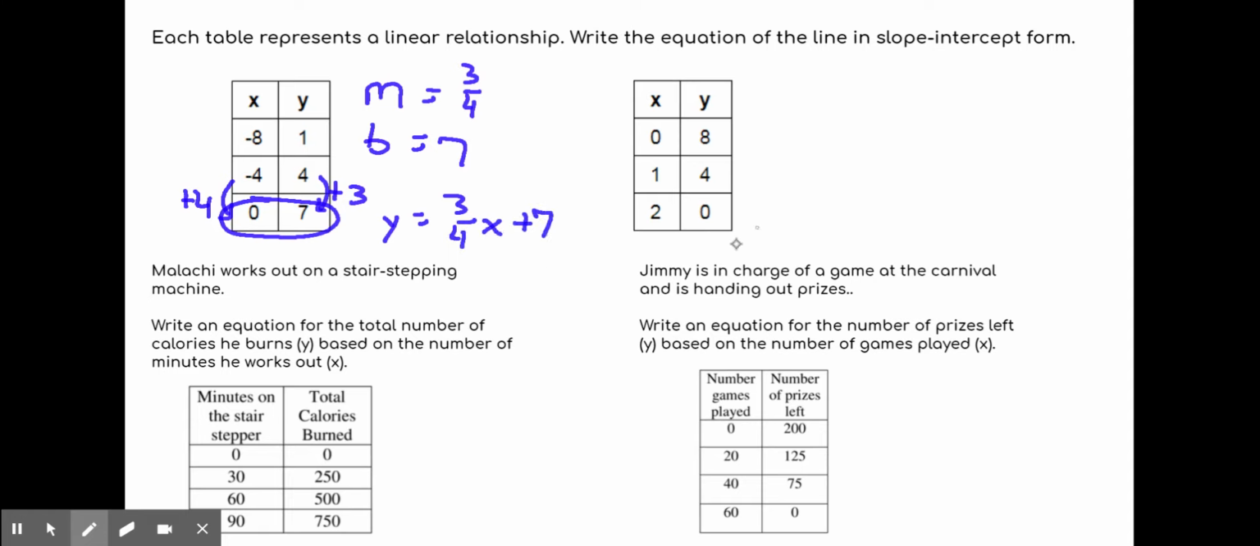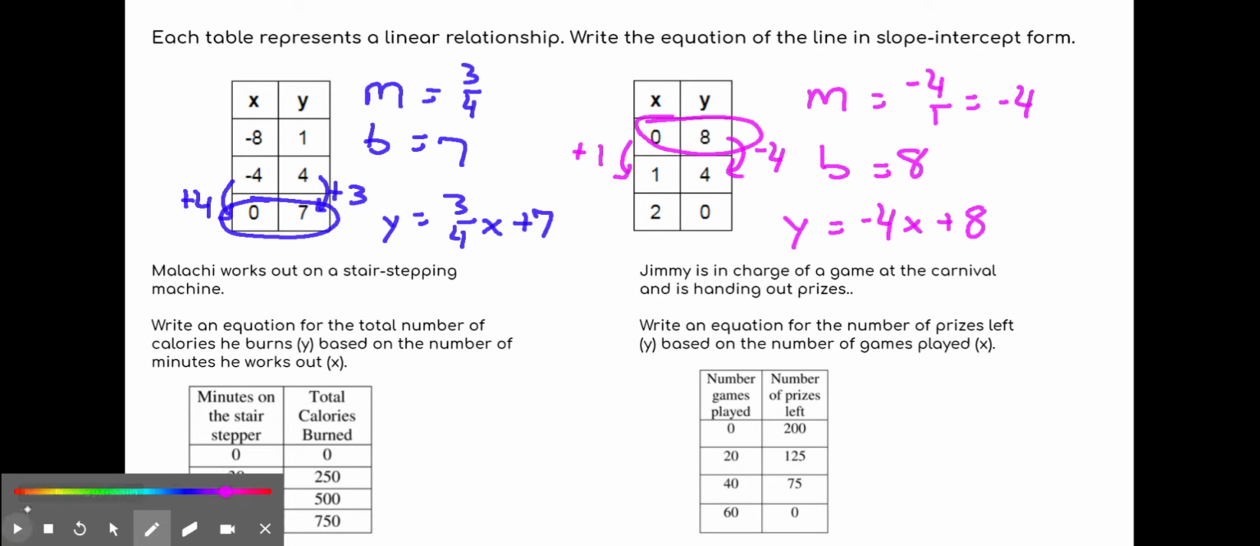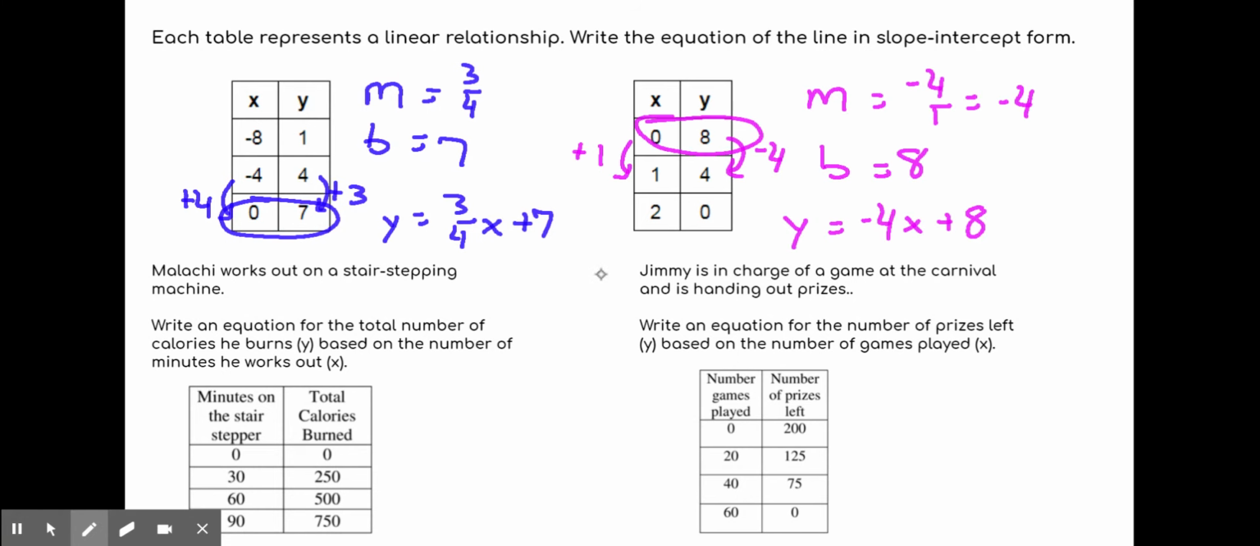Okay, you look at the table over here. Be careful. There's something you need to pay attention to, and see if you can find m, b, and write the equation. All right. The slope was -4. The y-intercept was 8. There is a 0 down here, but that would be what? That would be the x-intercept. We want x to be 0 to find where it's on the y-axis. So y equals -4x plus 8.